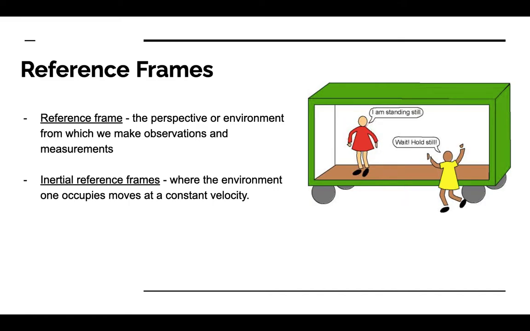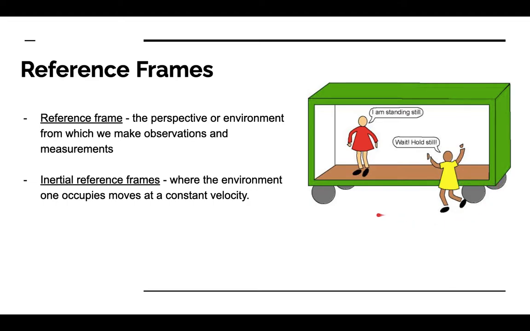So the person in red says that they're standing still because relative to their reference frame, the train, they are standing still. They are not moving. While the person on the ground in the yellow shirt says that the person in red is moving, because relative to the ground, and thus the person in the yellow shirt's perspective, the train is moving.